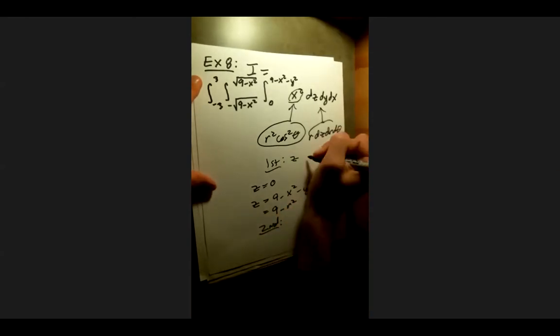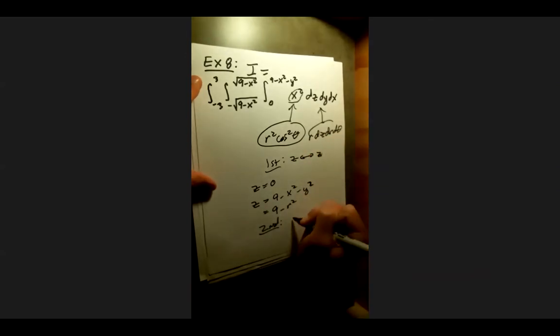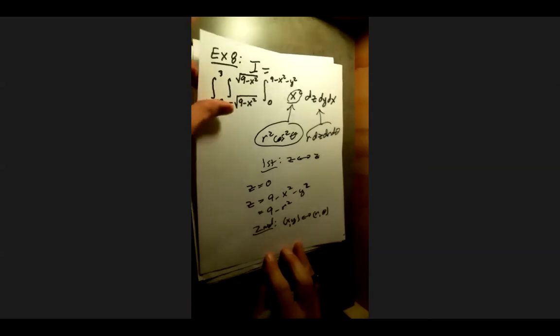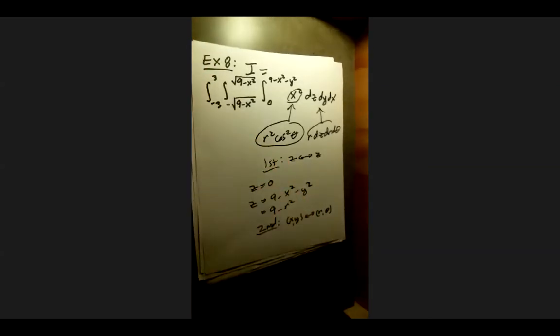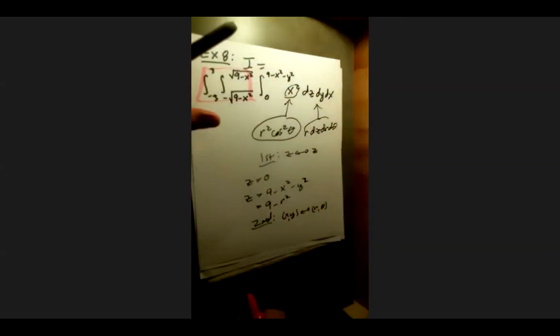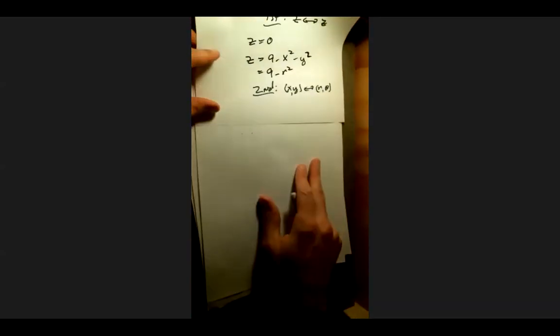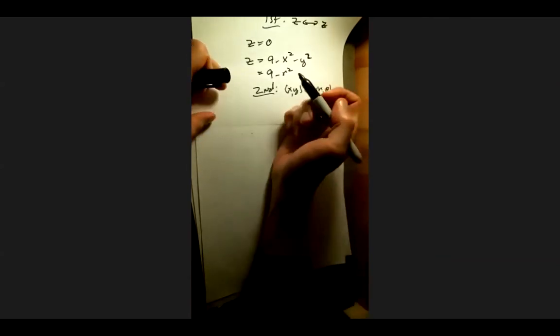In this case, z was going to z. In this case, we've got x y going to r theta. And so we need to draw a picture that corresponds to this part of the original limits of integration. So I'm going to draw a picture.